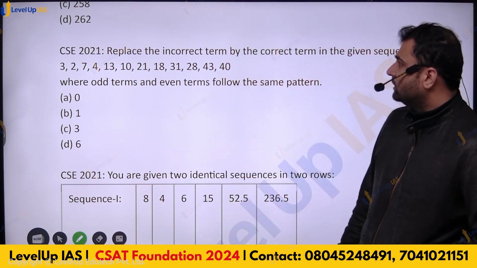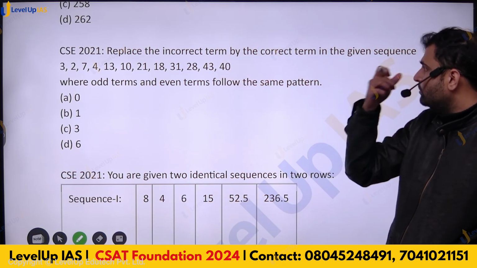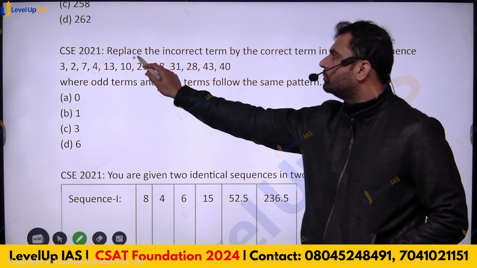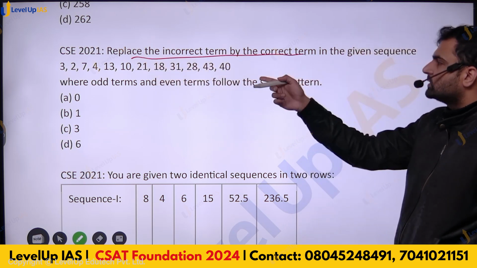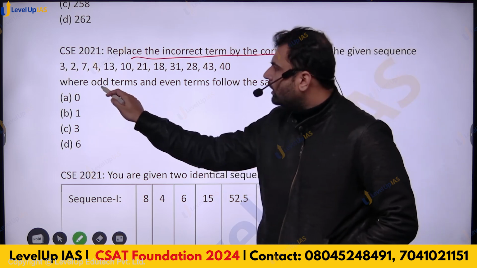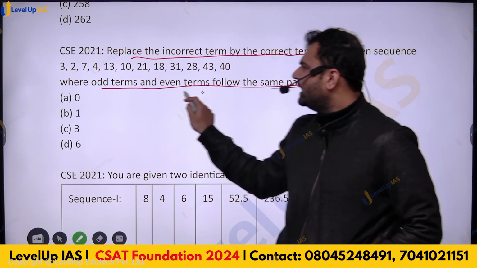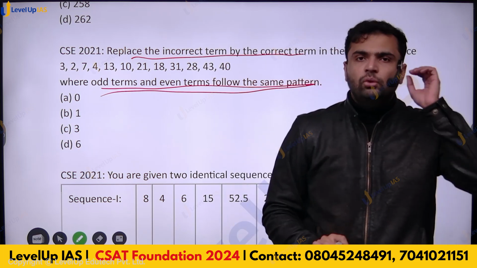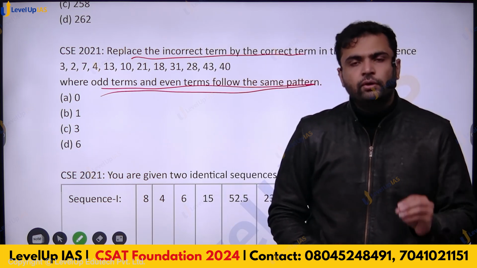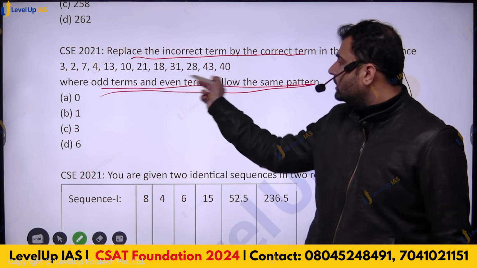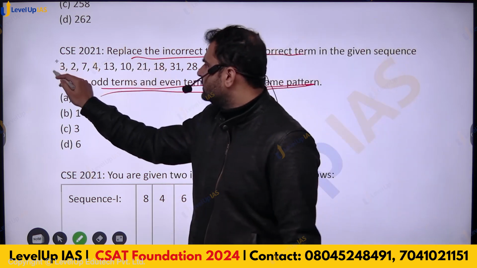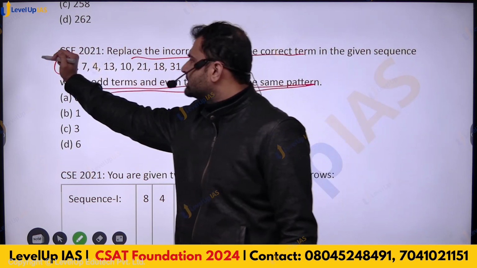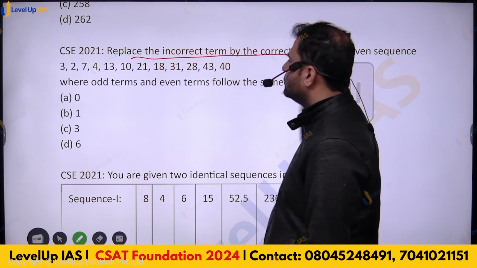Next question is, replace the incorrect term by the correct term. We have to replace the incorrect term by the correct term in this sequence where odd terms and even terms follow the same pattern. That is already given. The examiner has already told you how to look for it: look for odd terms and even terms in this sequence. So these are odd terms.